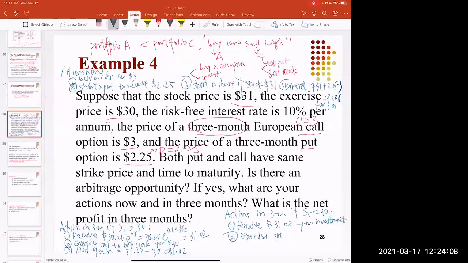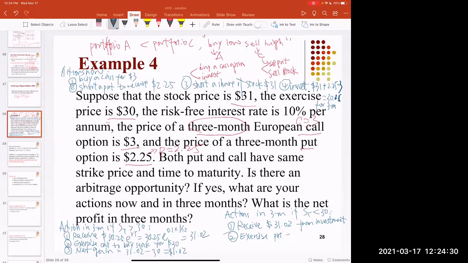You might say, why do you exercise the put? You take a short position on the put. So that means, rather than sell, you're going to buy, right? But if you buy, you're going to pay $30. The market price is lower than 30. So why not buy from the market rather than exercise the put?